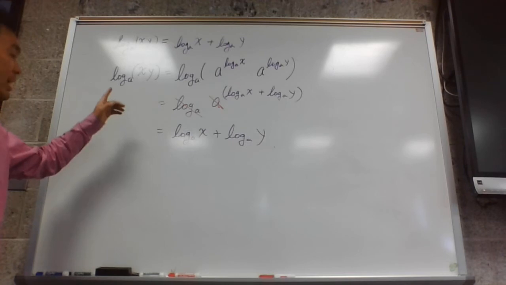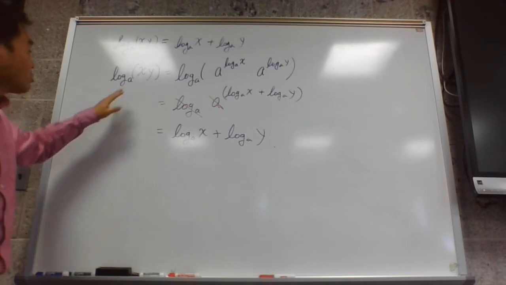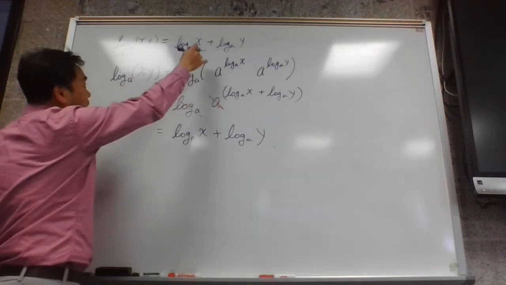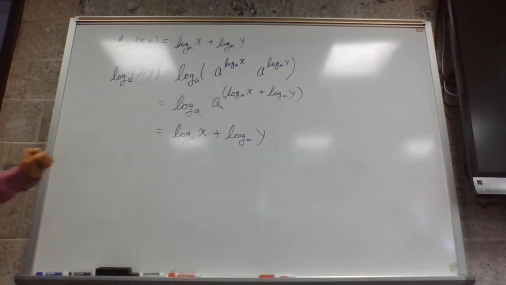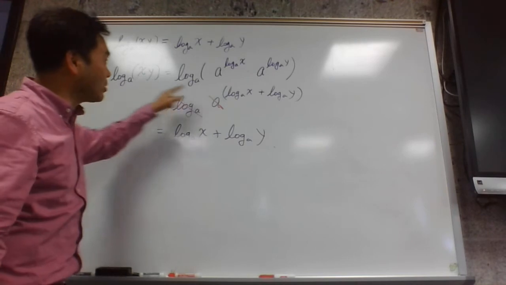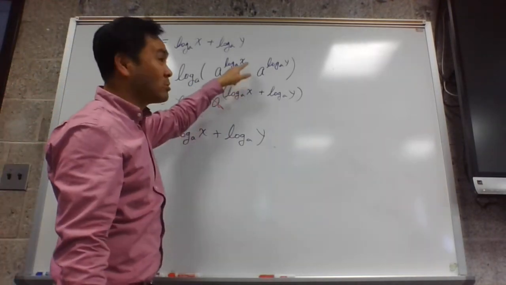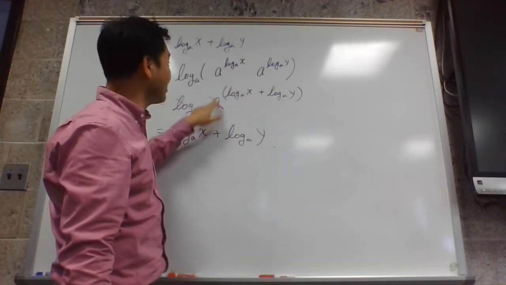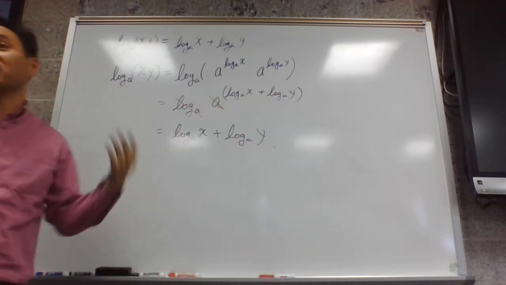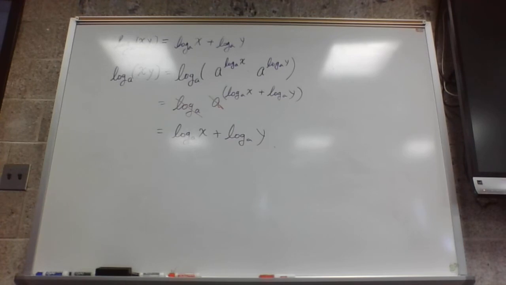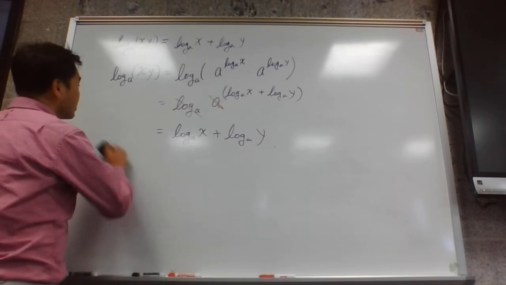Now you can do the same exact steps to show that division becomes minus. It's almost the same. The only difference is because you have x divided by y, you have this division, and then when you divide, you keep the base and you subtract the exponents, and you end up with a subtraction of two things. That's how you prove the second thing.